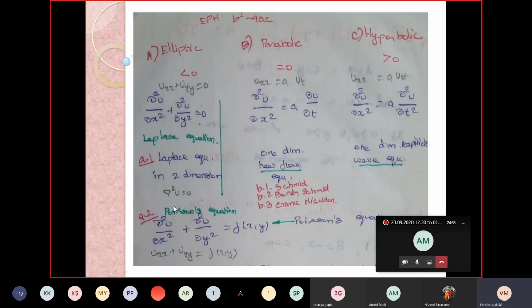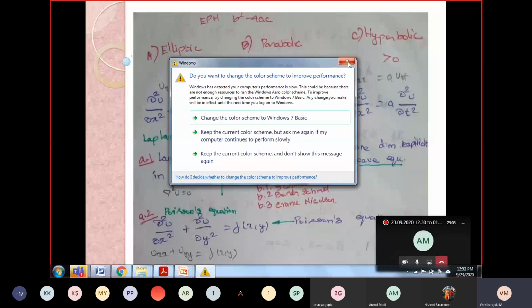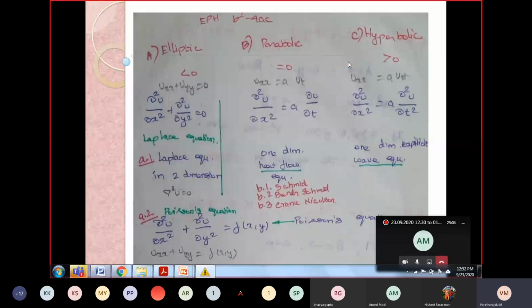In parabolic, ∂²u/∂x² = a ∂u/∂t. Here, the heat flow equations can be classified as parabolic equations. Heat flow problems can be solved with the help of these parabolic functions. Under this, we have three different categories. We are going to visit three topics under parabolic, that is Schmidt, Bender-Schmidt, and Crank-Nicolson.